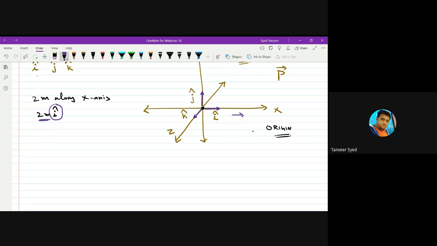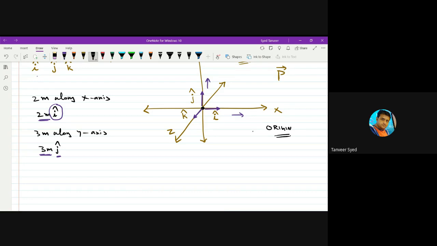Okay. And if I want to tell you that you should go 3 meter in y direction, then I'll write it like 3 meter j cap. By reading this 3 meter j cap, you should understand that this number 3 is the magnitude of what quantity? Meter is unit of length. So 3 meter is the length or distance. But in which direction? In j direction. What is the direction of j cap? Along positive y axis.